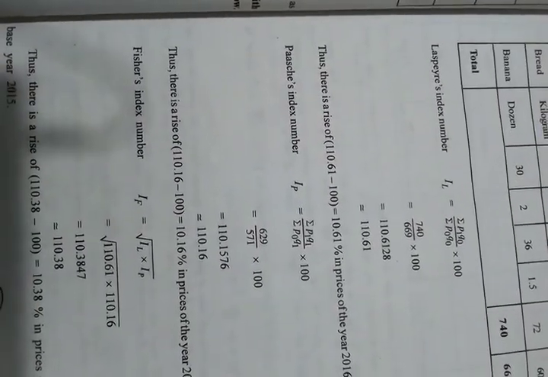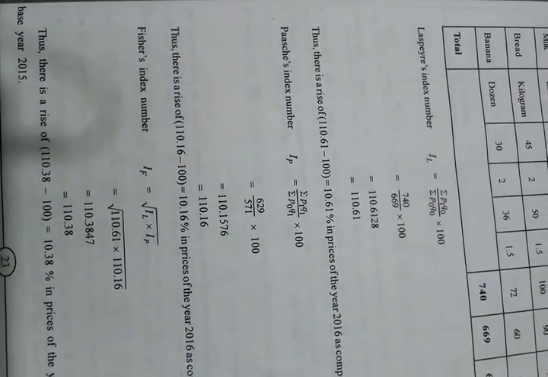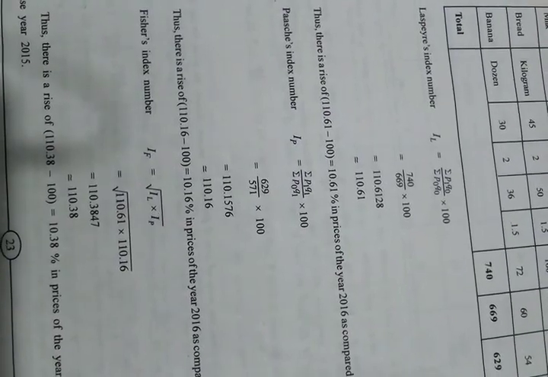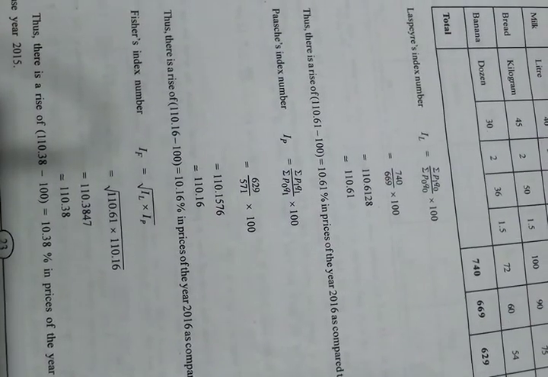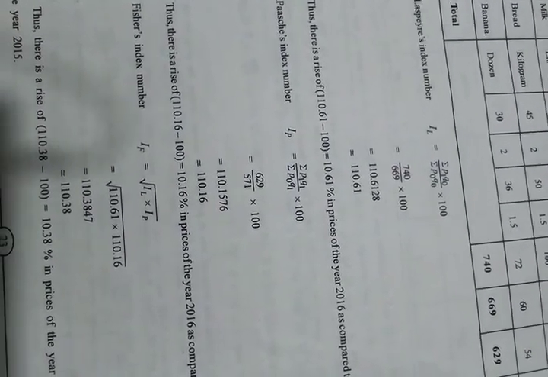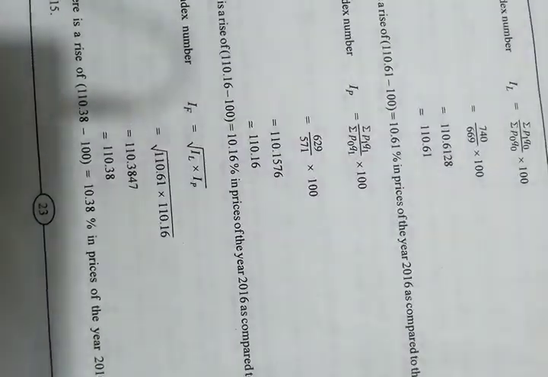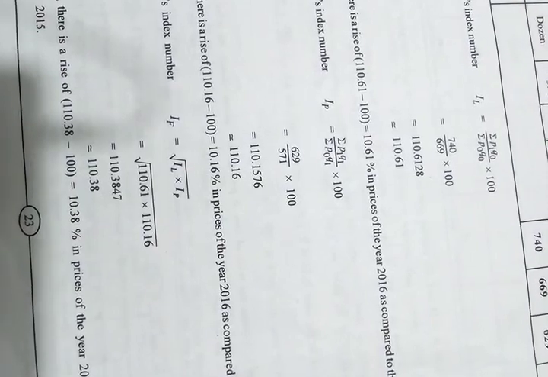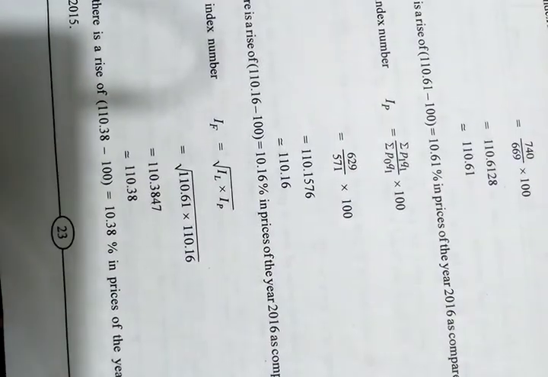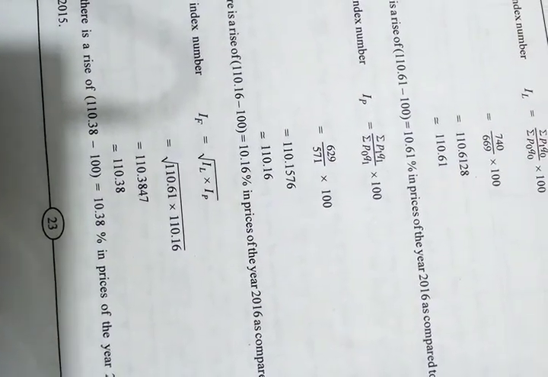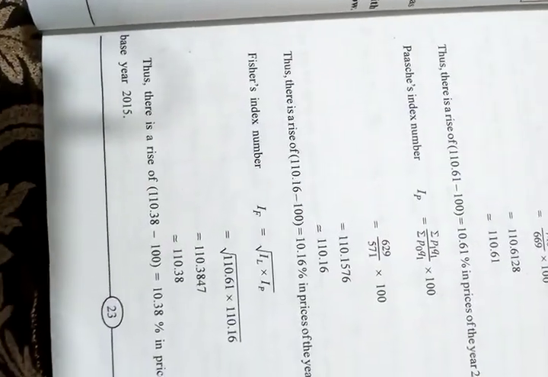Now the third one is Fisher's index number, where we get IF is equal to the square root of IL into IP. If IL and IP are given, we can calculate IF, that is Fisher's index number, which is the geometric mean of the first two. And since the first two answers are available to us, we will just calculate the geometric mean, which is the square root of the product of these two values. So we get it as 110.38. We can do it with the help of a calculator, and you get it this way.